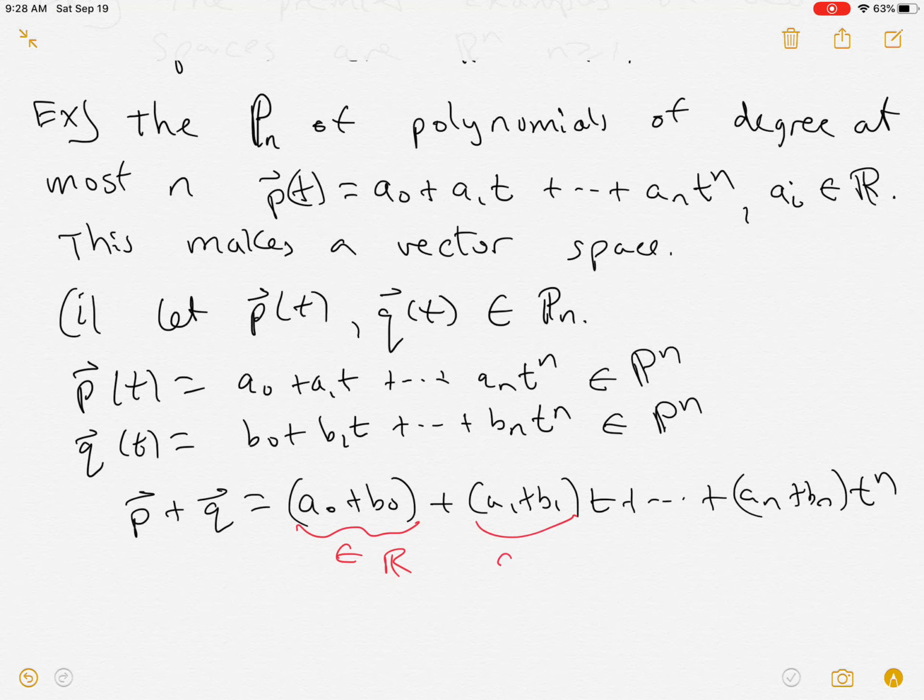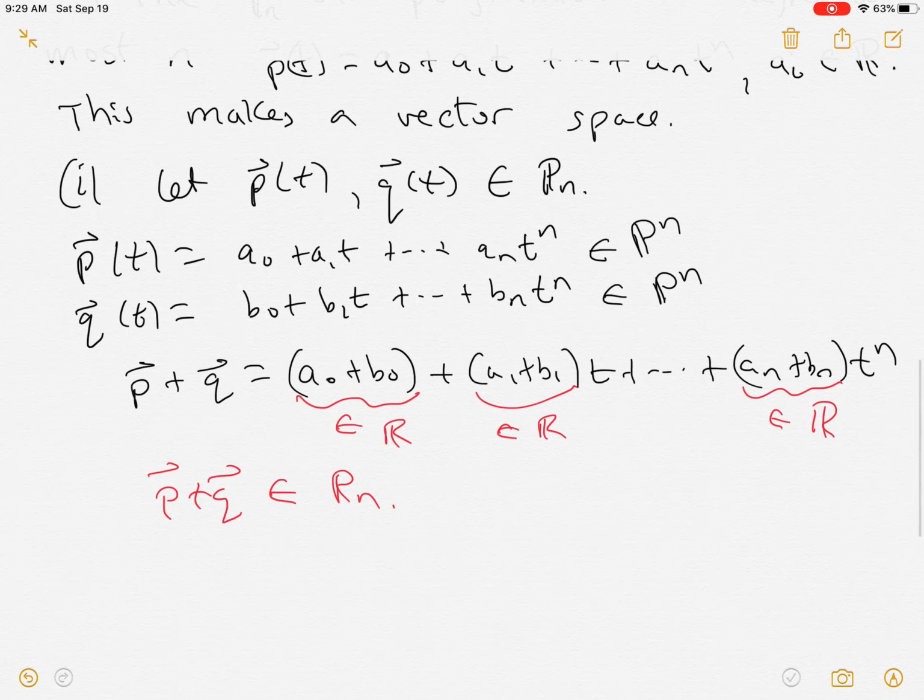This is a real number since reals are closed under addition. And all of these coefficients are real numbers, closed under addition. So P plus Q is also an element of P sub n. And we've shown closure under addition of vectors. Okay. So that's pretty cool.